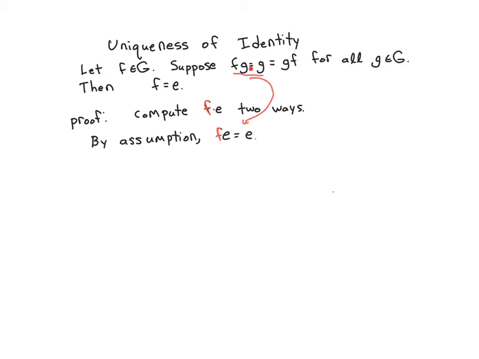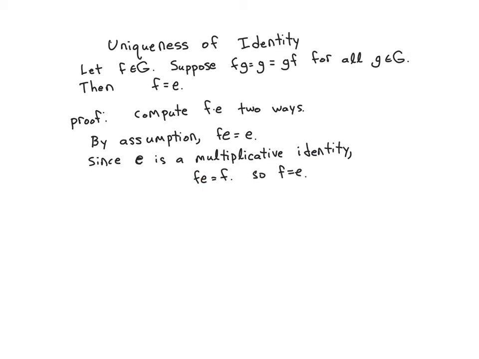So the first way is using this assumption. Since anything times f is anything, f times e is e. On the other hand, since e is a multiplicative identity, and we showed in the previous video that in a group, when you multiply on the right by the multiplicative identity, you get the same thing back, f times e is f. So we have f times e is e, f times e is f, therefore f and e are the same thing. So the identity is unique.